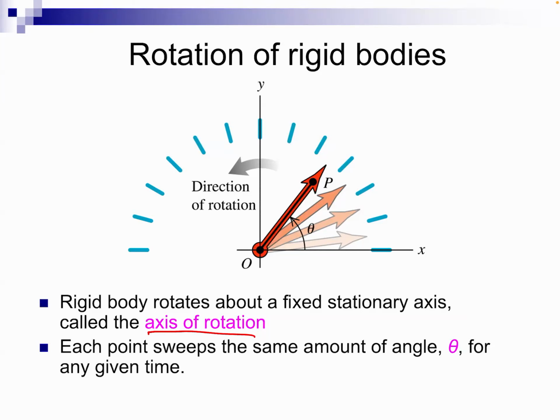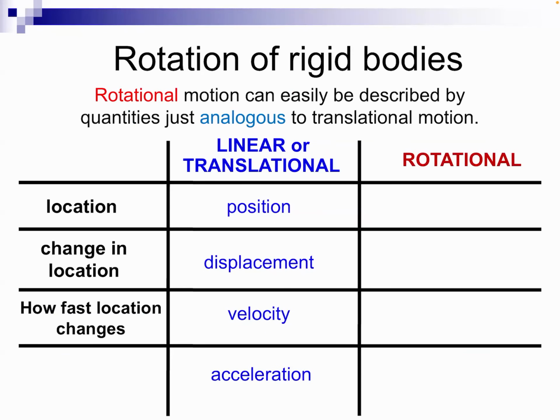angle theta being the same at each point along this rigid object, we can then define some rotational kinematic variables. But as we define them, let's relate them to their equivalent in linear or translational motion. So when we were talking about motion along a straight line, if we wanted to find the location of that object, we described its position. When the position changes, then we have displacement. Change in displacement over time, we have velocity, and change in velocity over time, we have acceleration.